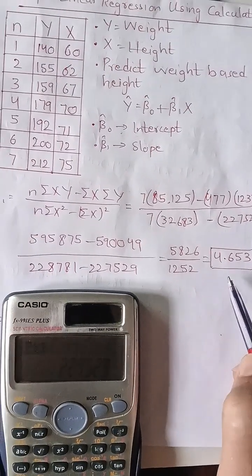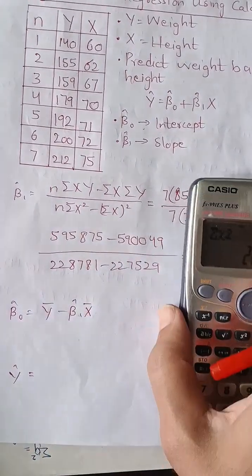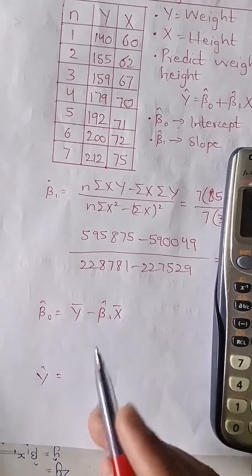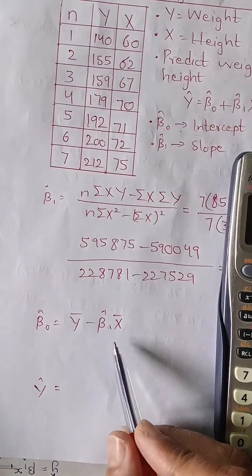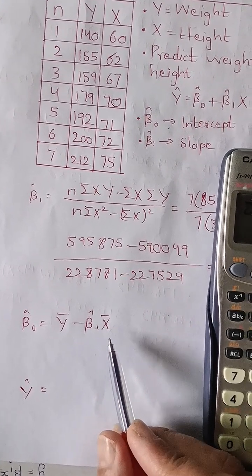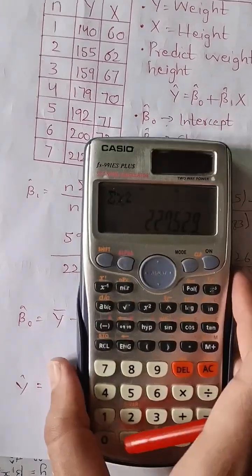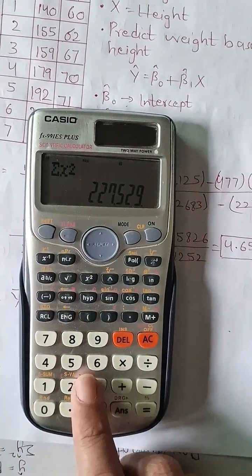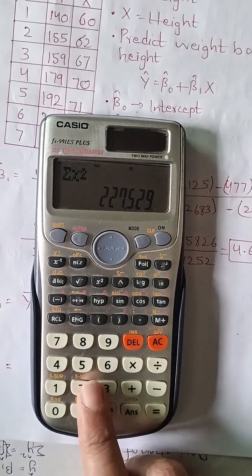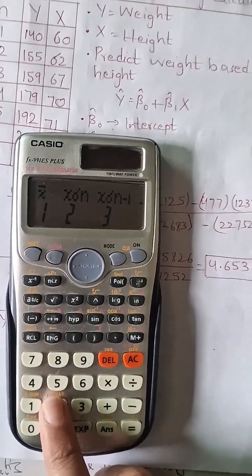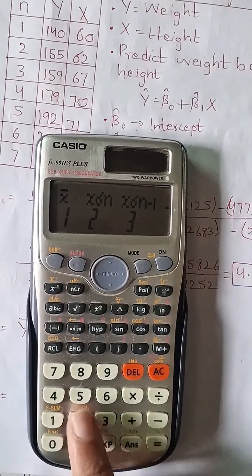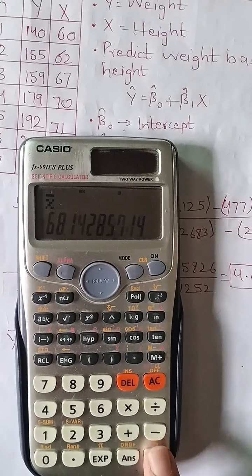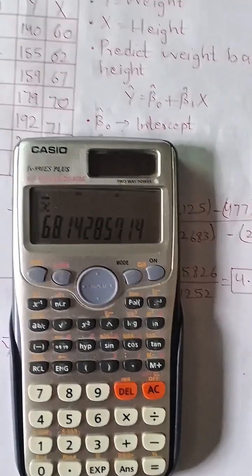4.653. So next our purpose is to find the value of beta naught hat, which is our intercept. For this purpose we need y bar, beta 1 hat that we have already found, and x bar. To find the means of x and y variables, we need to go to shift and then press 2, then press 2. So we are given the mean value of x at number 1. Press 1 and press equal, we get the mean value of x.